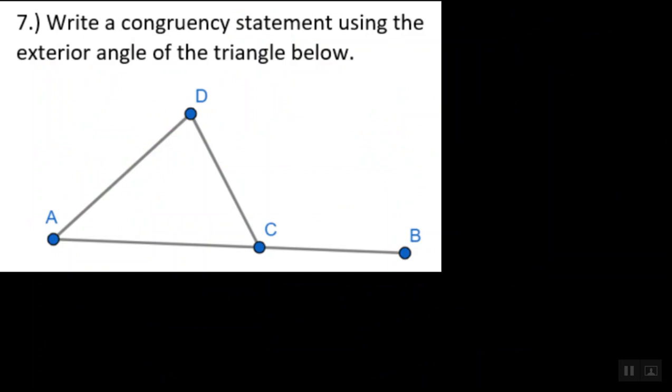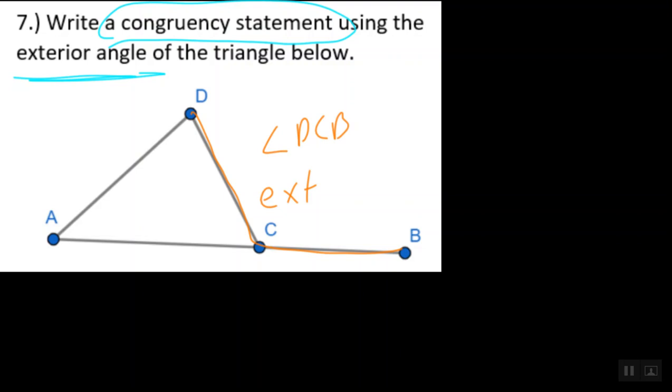Okay, for example 7, it says write a congruency statement using the exterior angle. Well guys, we've used a lot of exterior angle theorems on this one, so let's just kind of label it. Here is our exterior angle, and our exterior angle is angle DCB. Now notice, I'll switch colors here, that this angle right here in the red, angle DAC, is right here. And let's go ahead and use one more different color. Let's use this nice green.